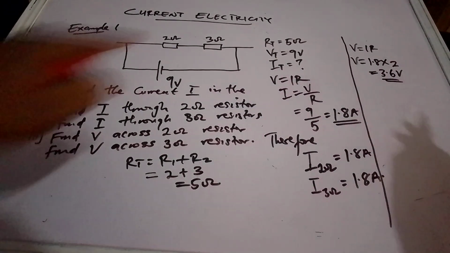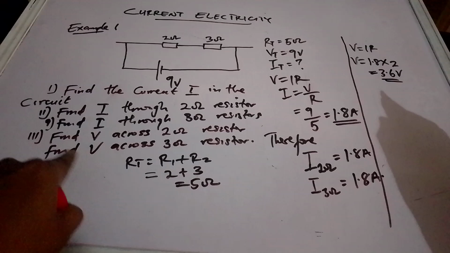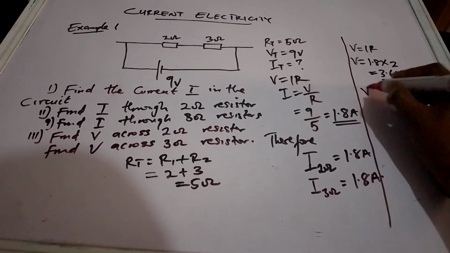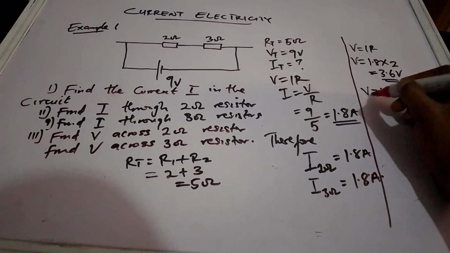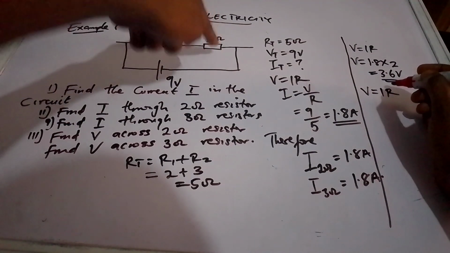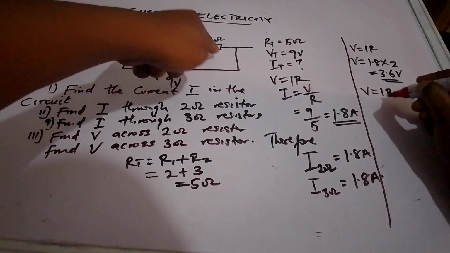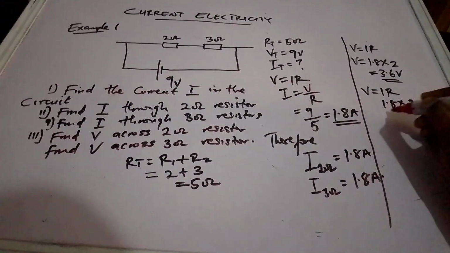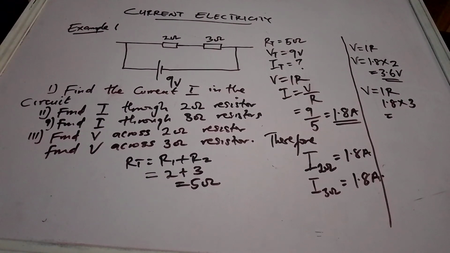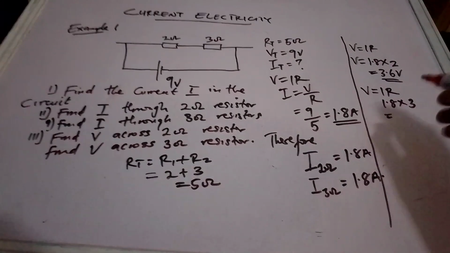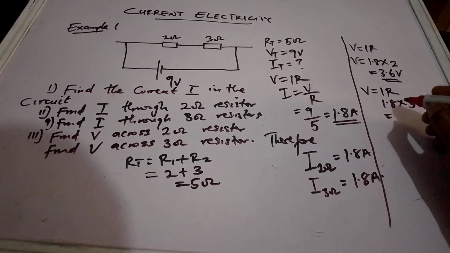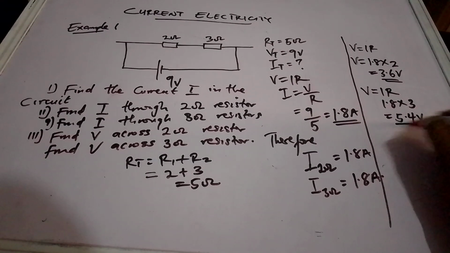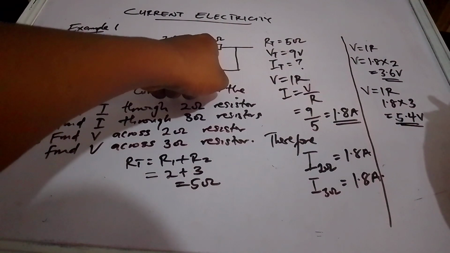So let's look at the voltage across this one now, the second voltage, across the 3 ohms. The voltage across 3 ohms is also using V equals IR. So the voltage across 3 ohms is going to be the current across 3 ohms. They have the same current, it's still 1.8. And what is the resistance there? 3. So we are going to have 1.8 multiplied by 3, and that is going to give us 5.4 volts.